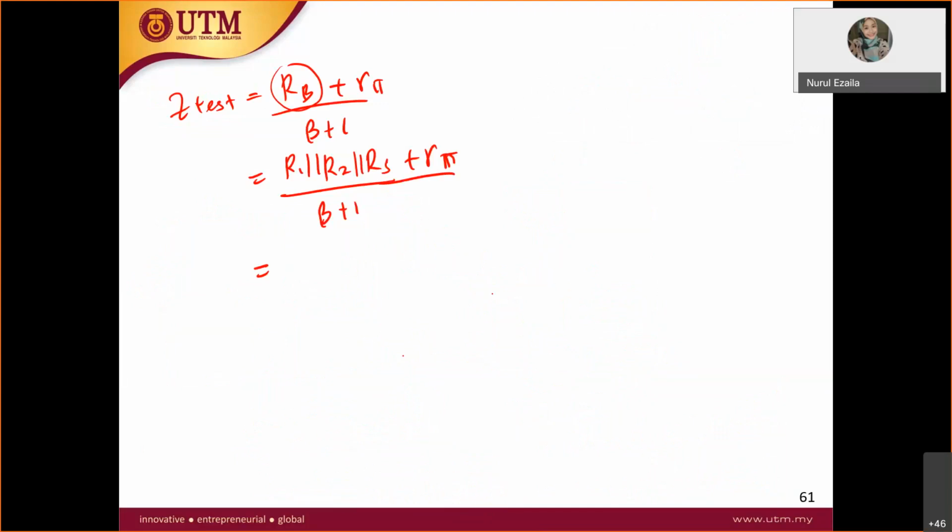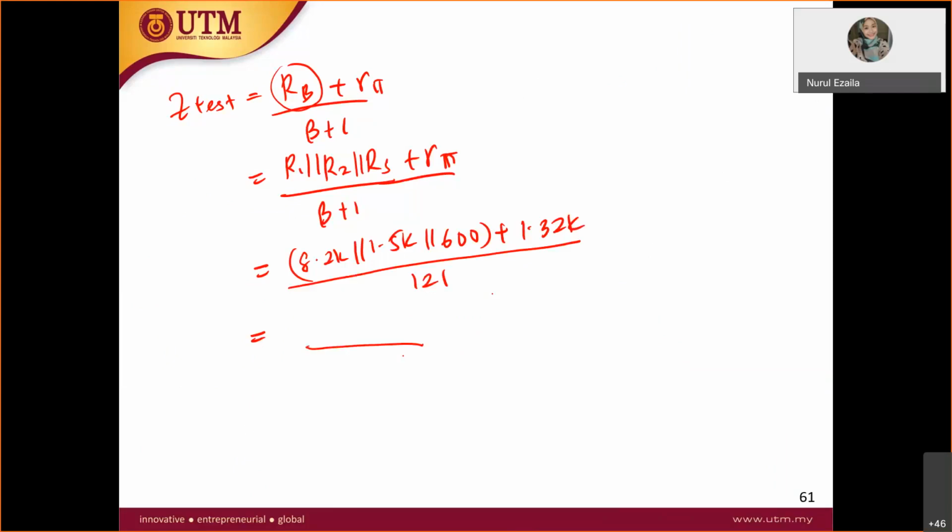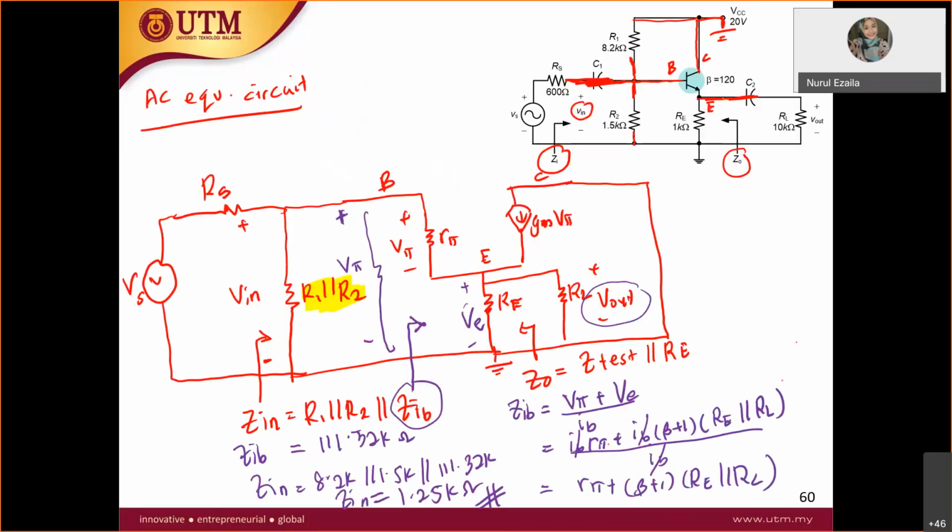So in this case, it is 8.2K parallel with 1.5K, parallel with 600, and then the R pi is 1.32K over beta plus 1. Therefore, you get here Z test, I don't know what is the value. It is in ohm. And finally, you get this Z test parallel with your RE, which is 1K. So your Z out is RE parallel with Z test over here.